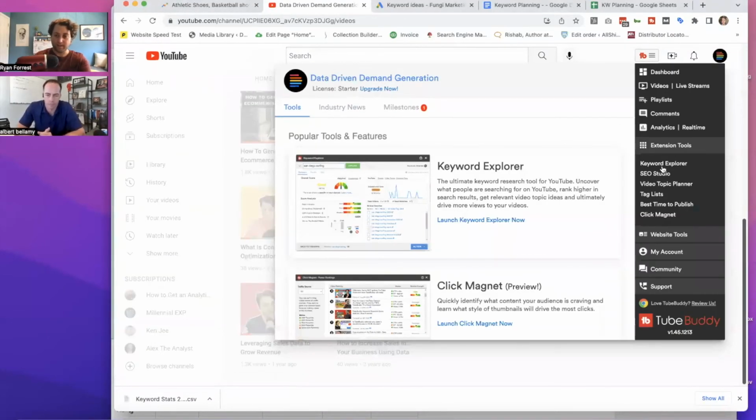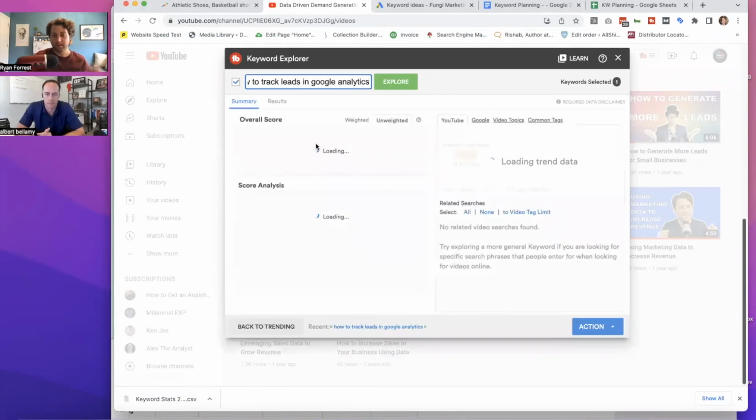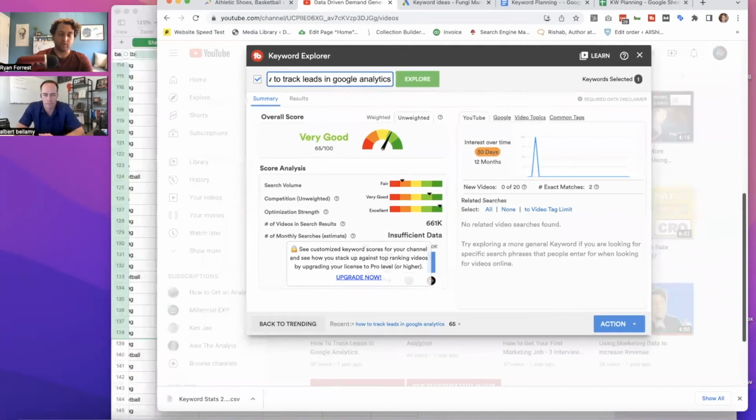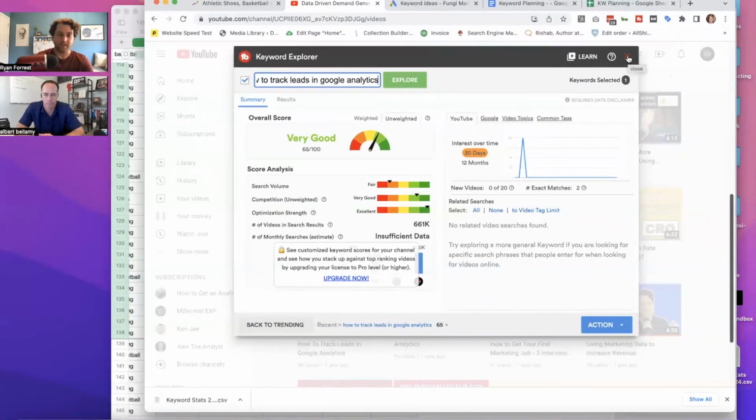I was typing different ideas, and that one came up. I could probably look at it again in here and see what the optimization score is. For Google Analytics, the optimization score was good. The search volume is a little bit lower, but there's a fair amount of competition, and the optimization potential strength is good. So we get quite a few views for that specific video in a given month. And that's just one example. I think we could expound on that for hundreds of different topics.